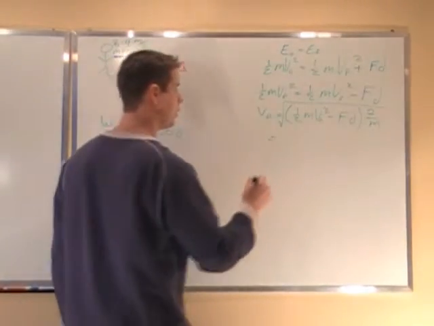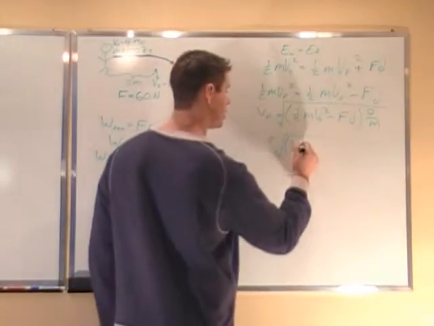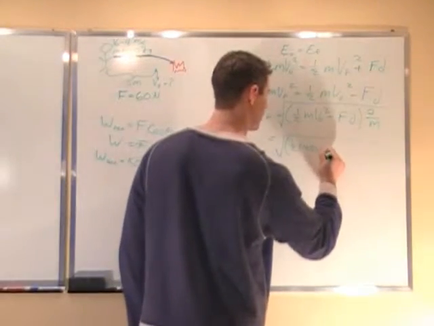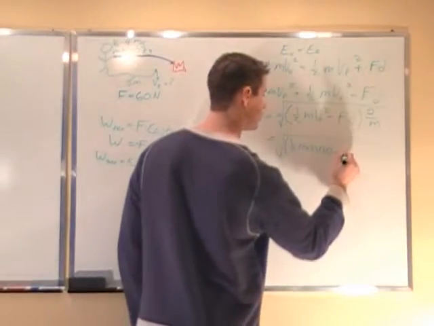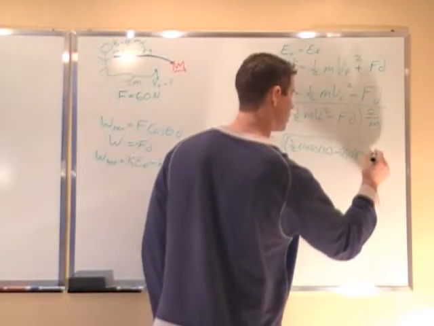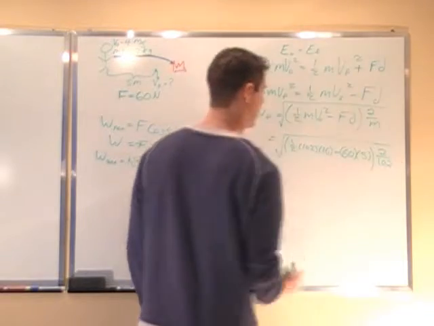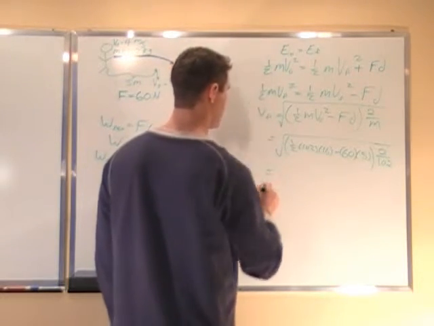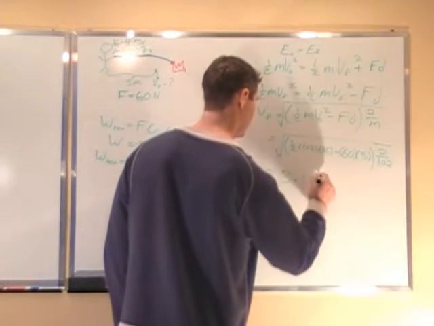Now, all I have to do is plug in the numbers. So I have square root of 1/2, with the brackets there, my mass is 102 kilograms. So I have 102. My initial velocity is 4. I'll square it to give me 16. Minus the force of 60 newtons times the distance of 5 meters. I'm going to put my big bracket around that. Times 2 over 102. So all I have to do is multiply this, subtract off this number, multiply by 2, divide by 102, take the square root. So you do all that, and you get a final velocity of 3.18 meters per second.